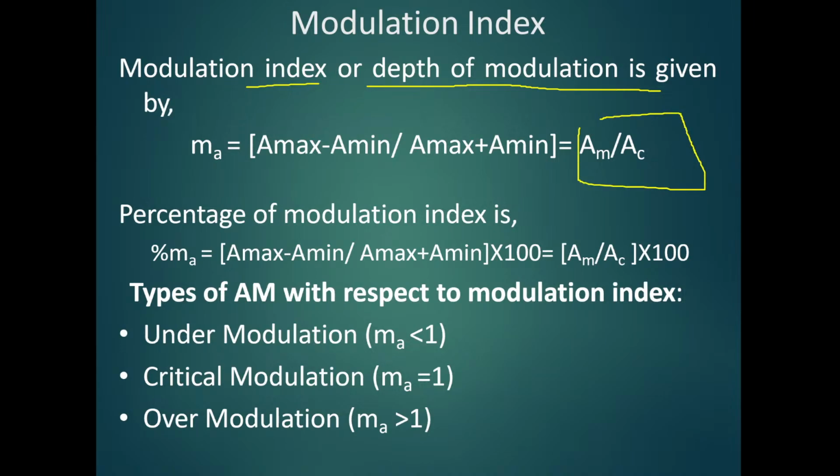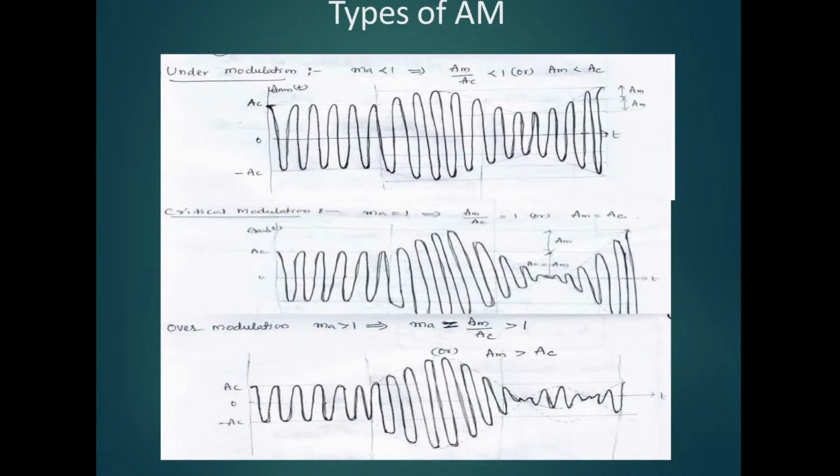Now, depending upon the value of the modulation signal, we can say there are three types of AM with respect to modulation signal. So when the value of AM is less than 1, we say there is under modulation. When AM is equal to 1, it is called as critical modulation. And when the value of MA or the modulation index is greater than 1, it is called as over modulation. I will show you the different types of modulation now.